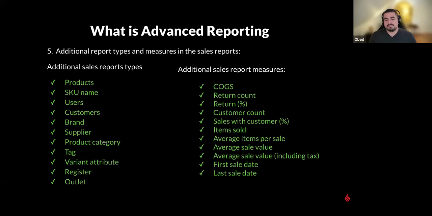And then you will also have access to additional measures. So if you are interested in knowing about the cost of goods, how many returns you're making for a specific product, how many customers or how many sales are being sold per customer, all of that will be included in your advanced reporting. Some of the other features or measures would be items sold, average item per sale, first sale, last sale date. So it does give you the ability to drill down a little bit further into your reporting. So that will be advanced reporting.